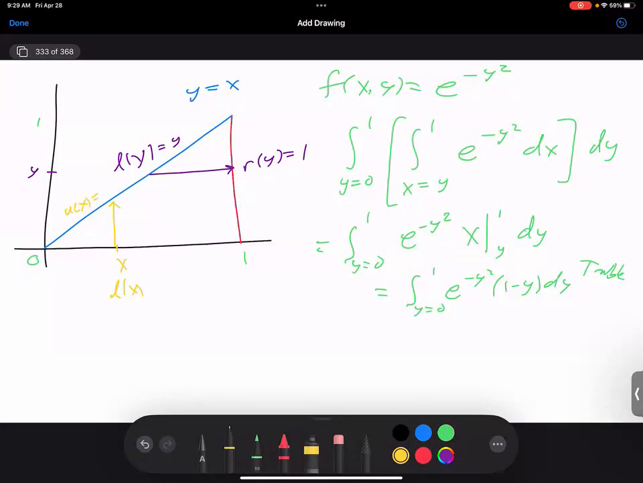So can somebody tell me what would be the lower bound of this region? You give me a value of x, what would y be? What's the lower bound for y? 0. And what would the upper bound be? It would be x, because I've got the curve y equals x. So you give me a value of x, y is going to go from 0 to x. And so let's see if this gives us an easier integral to look at. So now I'm going to have x goes from 0 to 1, y goes from 0 to x, e to the negative y squared dy dx.